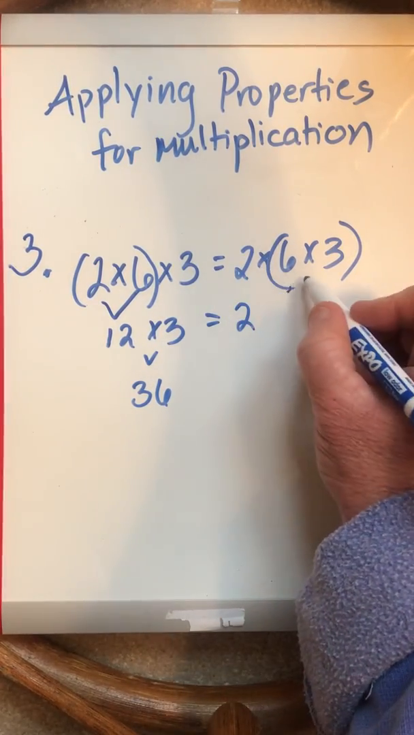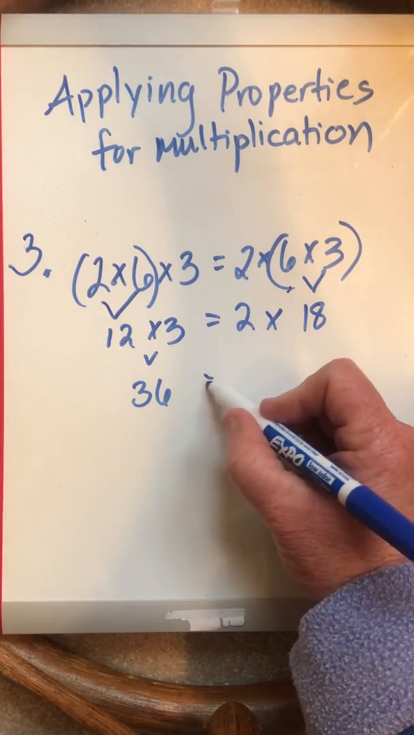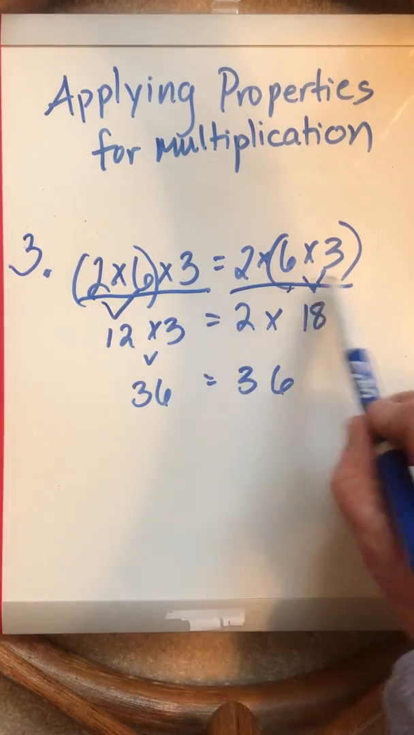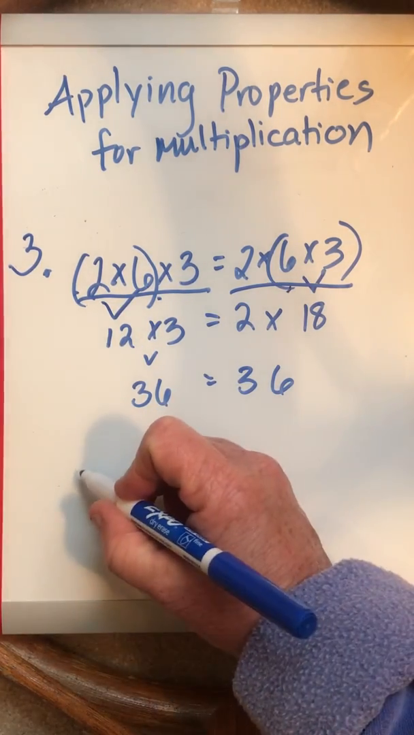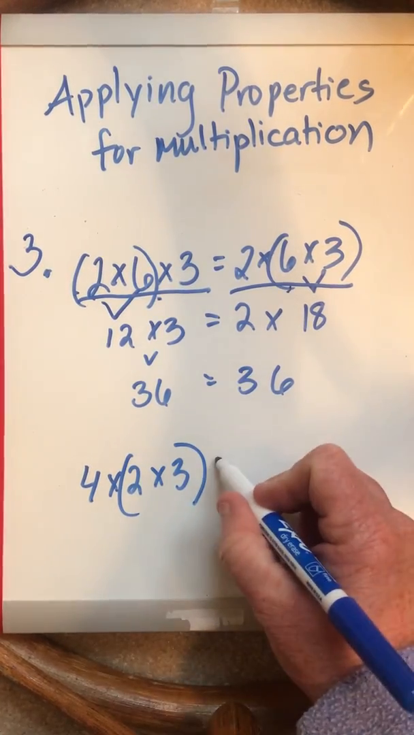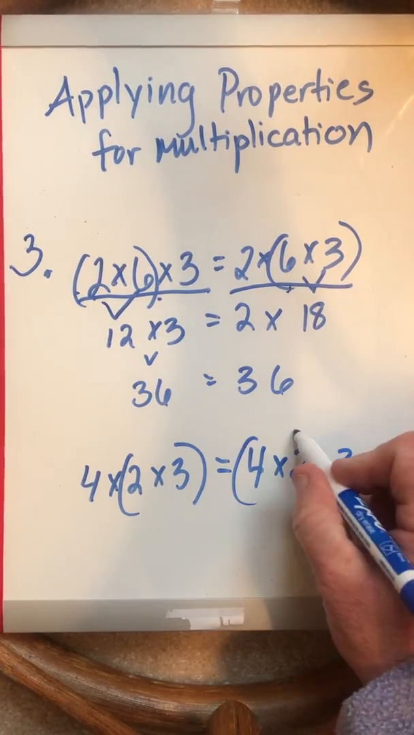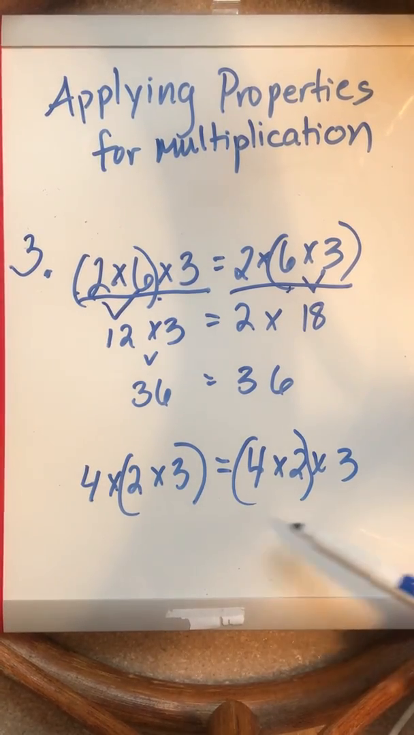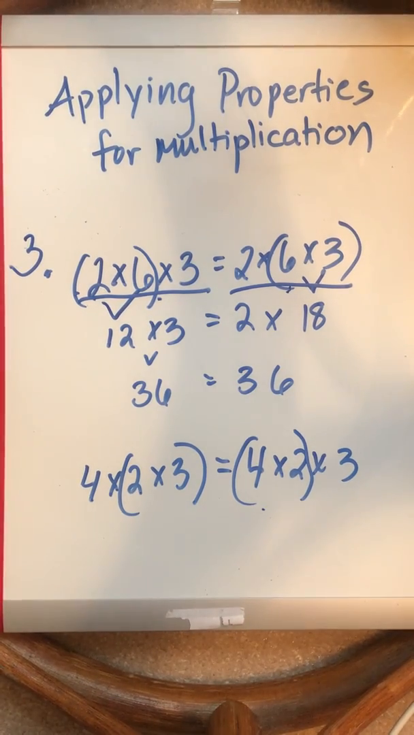And over here, 6 times 3 is 18. So now we have 2 times 18. 2 times 18 is 36. So the same order, just different groupings shown with parentheses. Another example would be 4 times 2 times 3. Put the parentheses here. And over here we would have 4 times 2 times 3, and the parentheses would be here. We don't have to work this out. We can say we know this is equal because the numbers are in the same exact order. The only thing that changed is the parentheses.